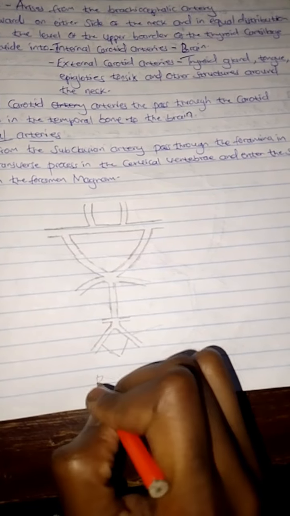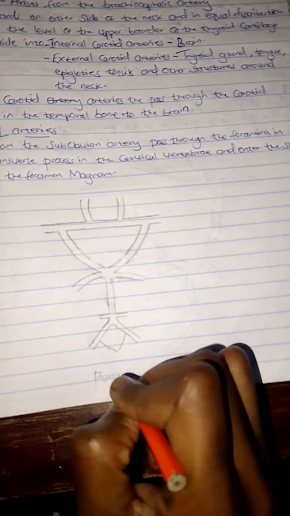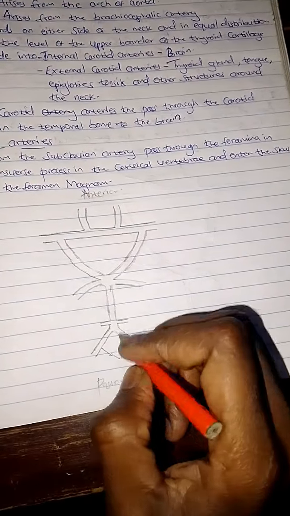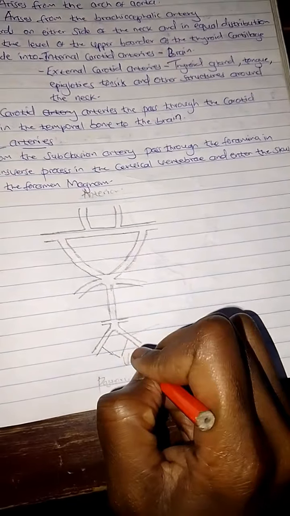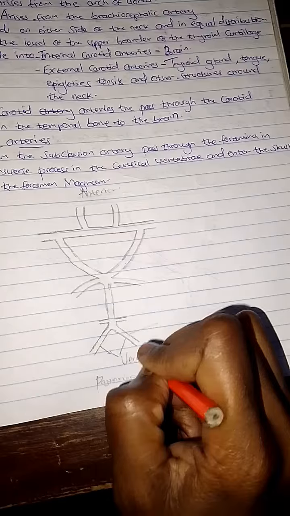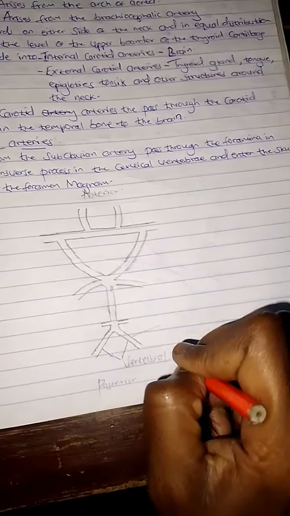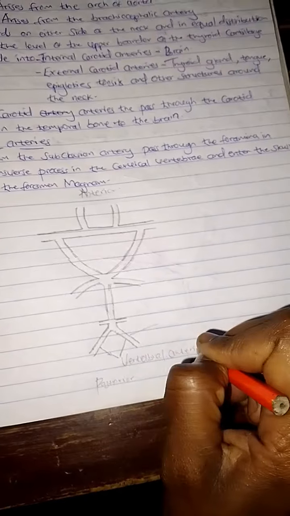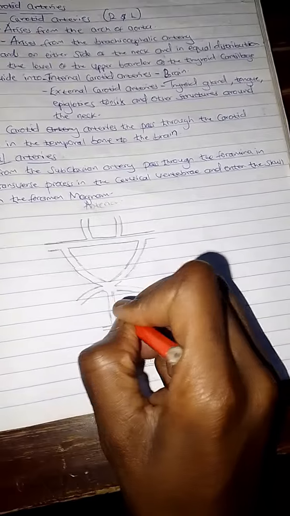This will be the posterior and the anterior. These are the vertebral arteries. They join to form the basilar artery.